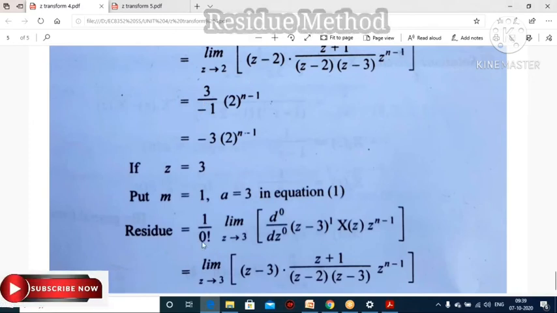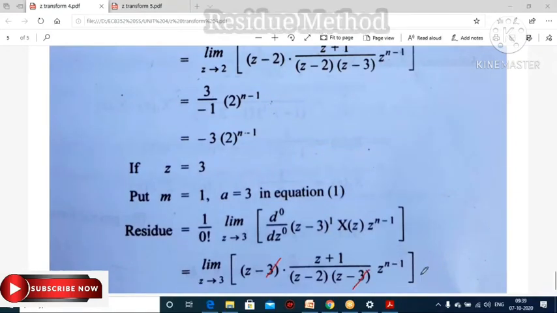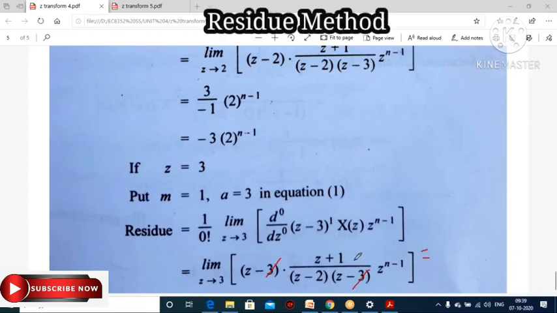That is 1 by 0 factorial, limit z tends to 3, d power 0 over dz power 0, (z minus 3) whole power 1, X of z power n minus 1. Now (z minus 3) in the numerator and denominator should be cancelled out. Right. Now you substitute the limit value here. When I substitute the limit value, what do you get? Right. z plus 1, so 3 plus 1 became 4.